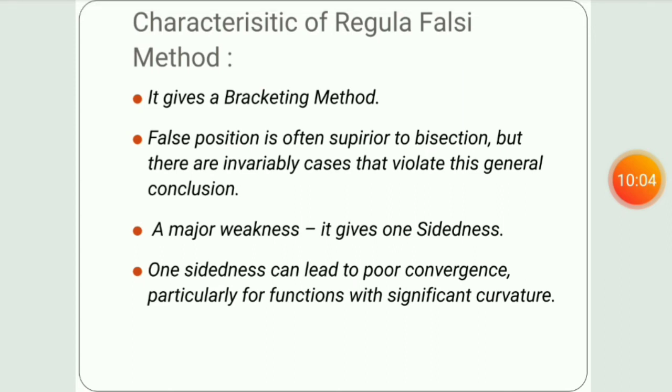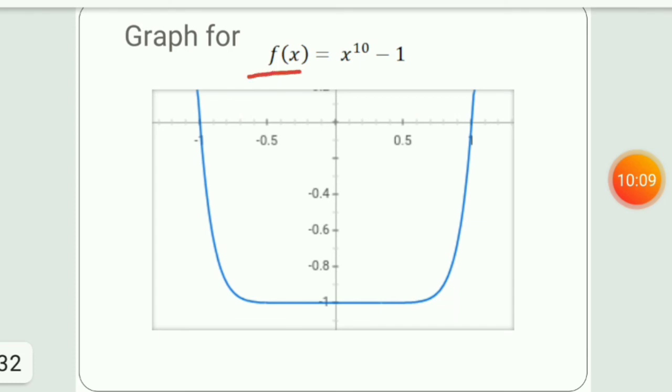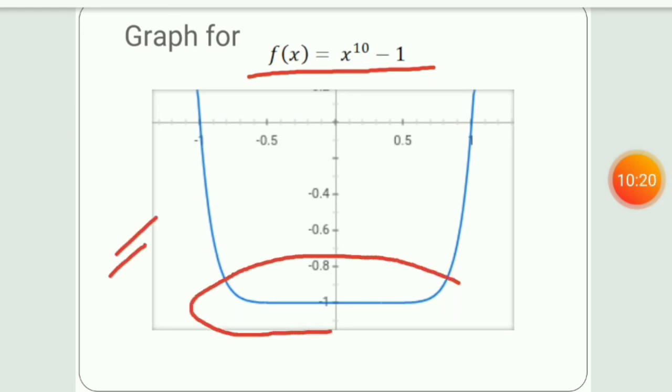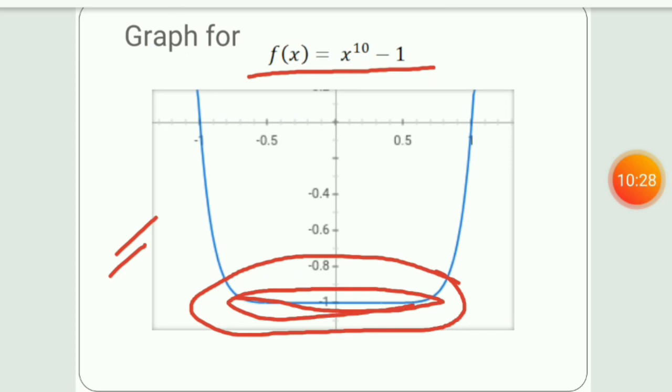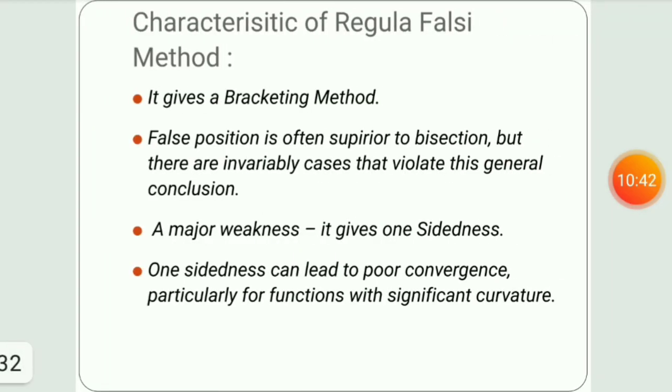That last question was about f of x equals x to the power 10 minus 1, and if we compare that with the help of this graph, this is the graph for this equation. We can see this is the range where we are getting a flat curve. Because of this flat curve we are getting poor convergence, and I got the root at the 39th iteration. So this is one of the major drawbacks of this method. I hope you got a clear understanding of the Regula-Falsi method compared to the bisection method.